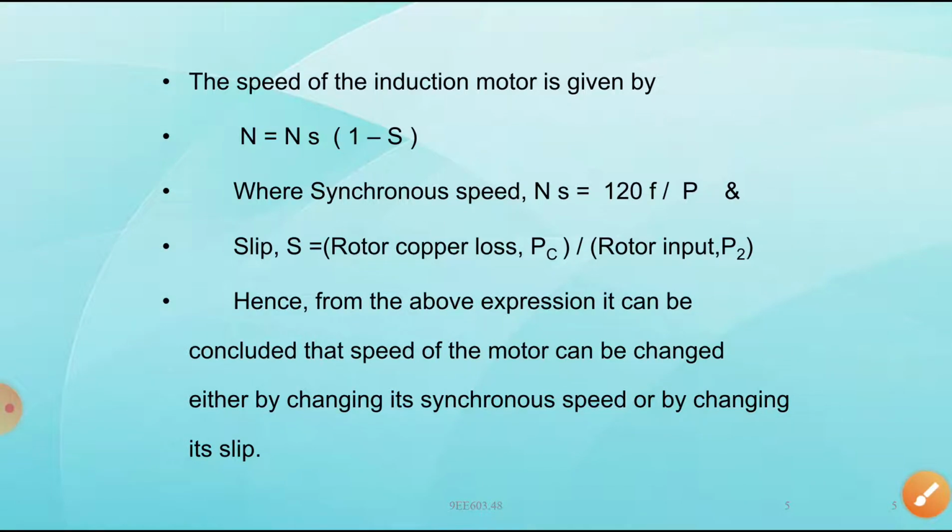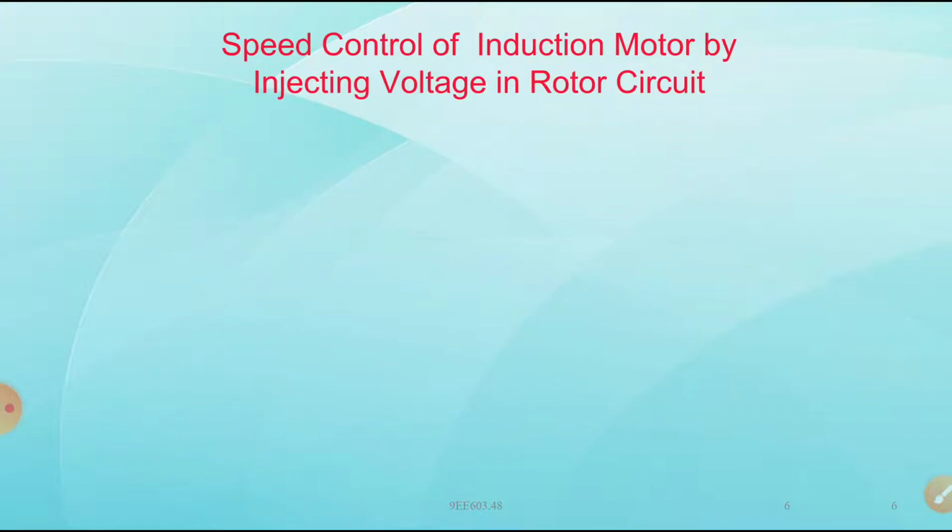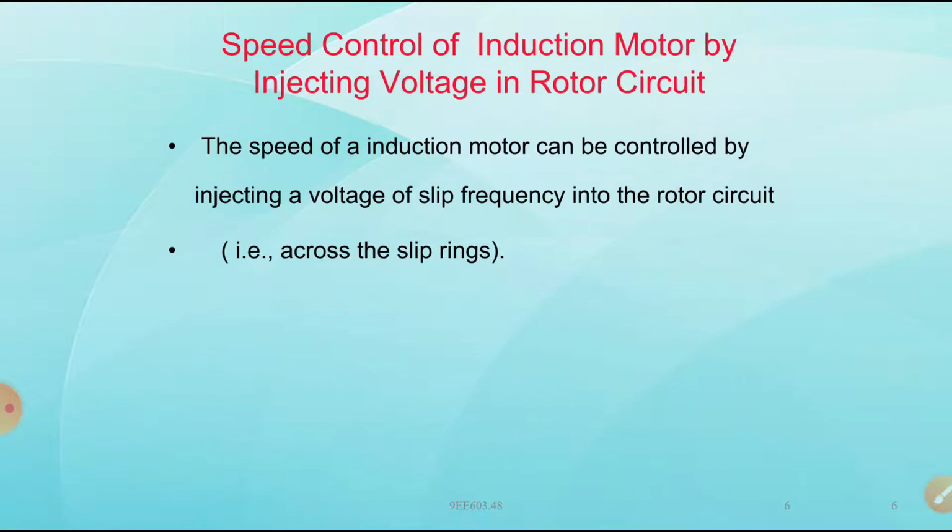Hence, from the above expression, it can be concluded that the speed of the motor can be changed either by changing its synchronous speed or by changing its slip. What is the slip? Slip is equal to (ns minus nr) by ns, that is the synchronous speed minus the actual rotor speed. Now, speed control of the induction motor by injecting a voltage into the rotor circuit from an external source: the speed of an induction motor can be controlled by injecting a voltage of slip frequency into the rotor circuit.